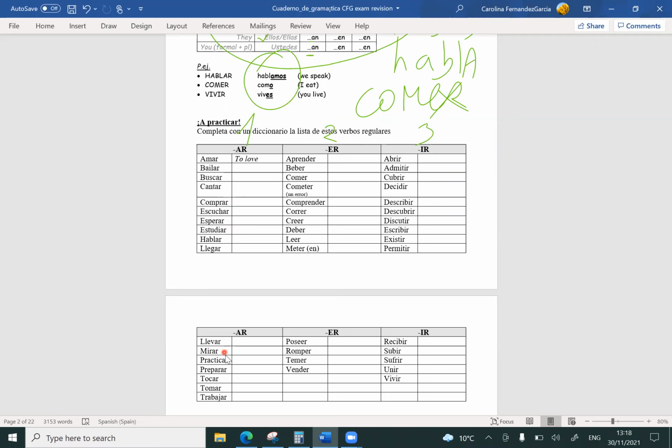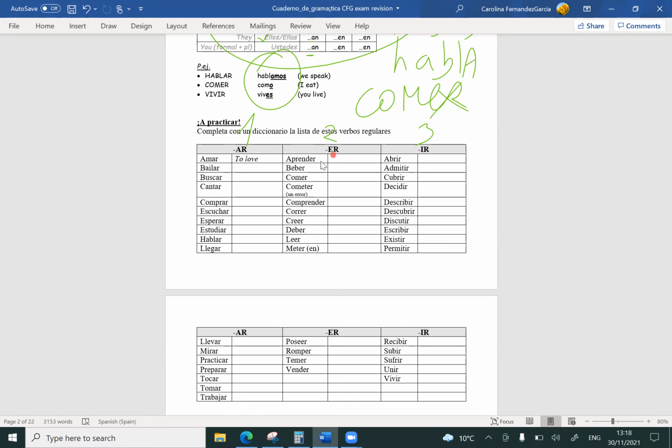Mirar, to look at, practicar, to practice, preparar, to prepare. Tocar could be to touch something, toco la mesa, or it could be to play an instrument, toco el piano. Tomar, to take, and trabajar, to work. So any of these verbs will follow that pattern. You get rid of the AR and add those endings. This is the most common group, the AR group. Most of the verbs will belong to that group.